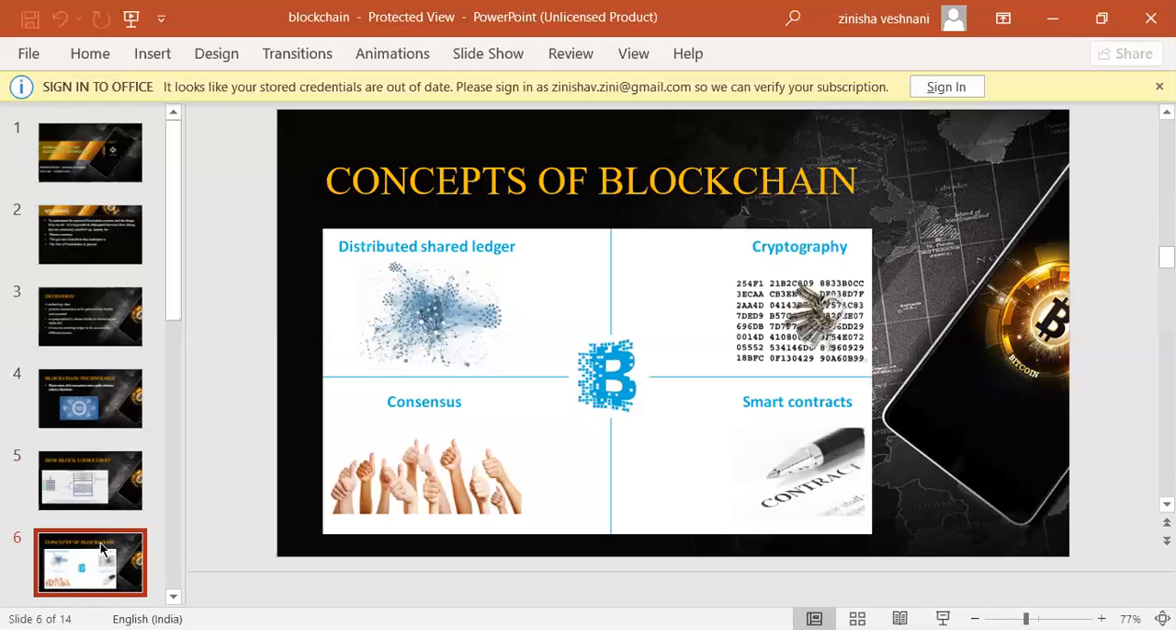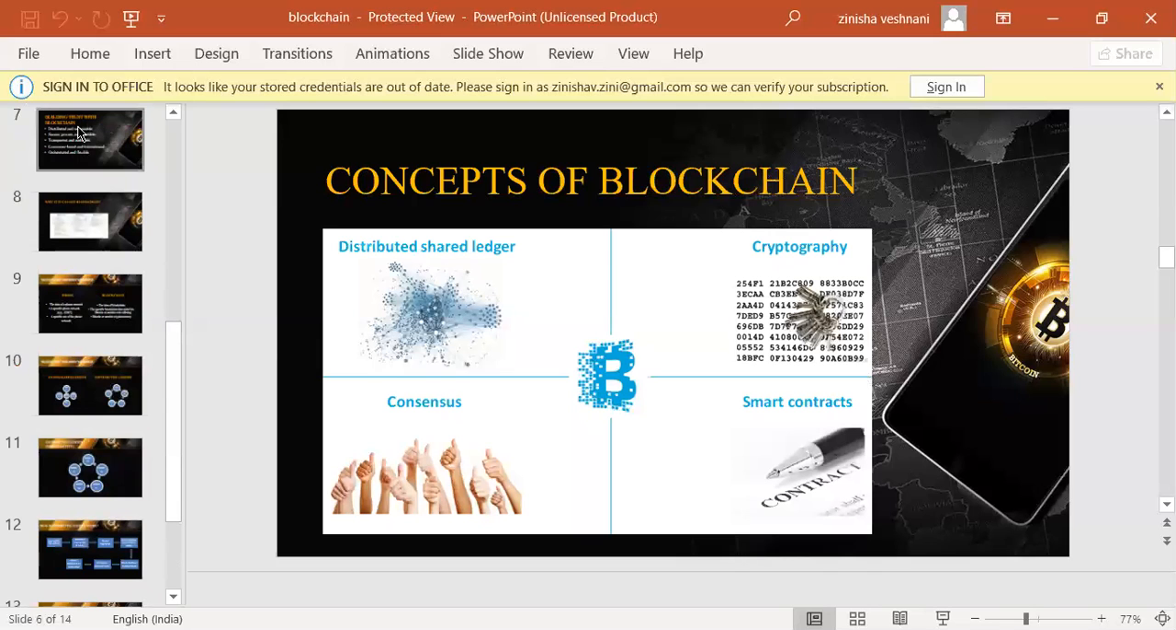Let us move further to the basic concepts of blockchain. There are four basic concepts of blockchain: distributed shared ledger, cryptography, consensus, and smart contracts. We can consider these four concepts as the pillars of blockchain. We will discuss all these concepts further in this slide.